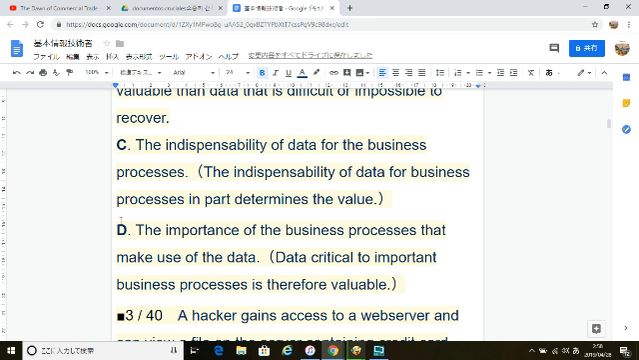The indispensability of data for business processes in part determines the value. D. The importance of the business processes that make use of the data, incorrect. Data critical to important business processes is therefore valuable.